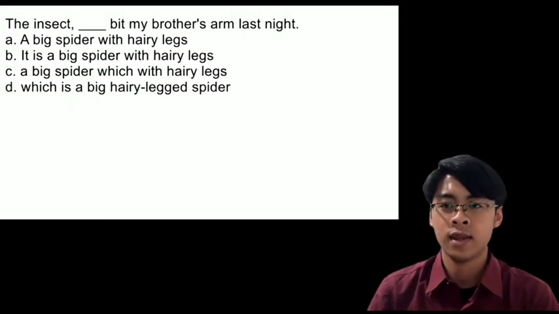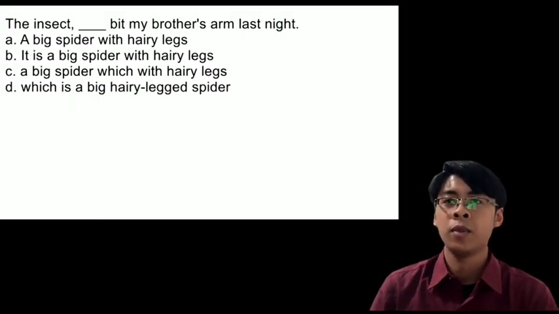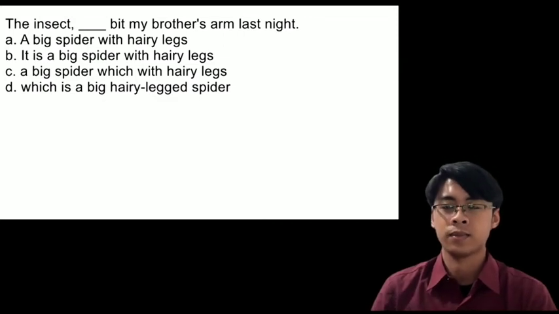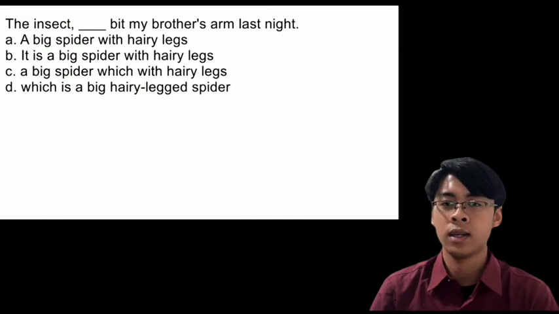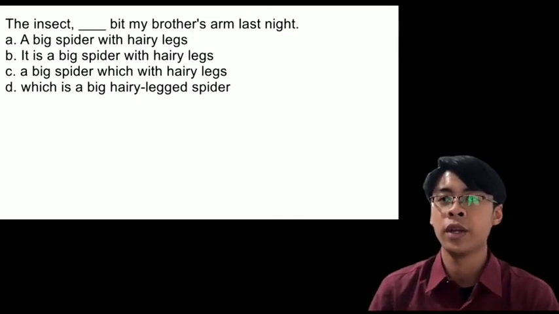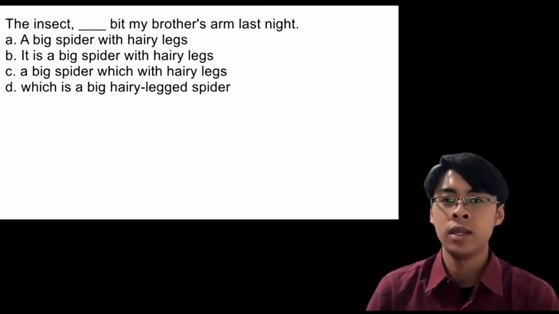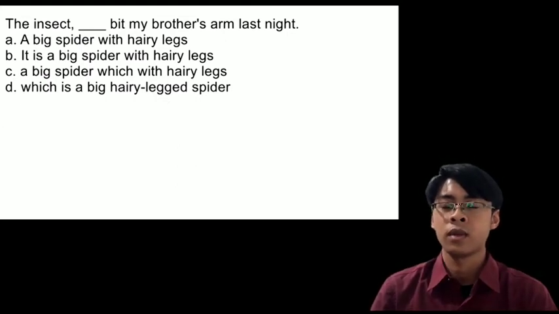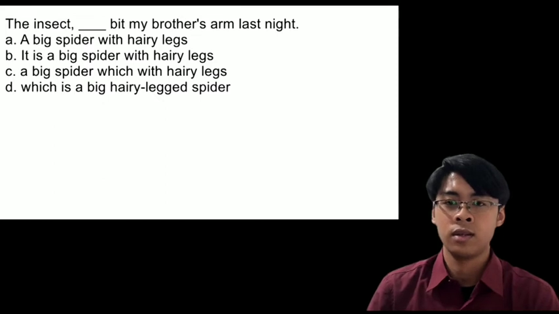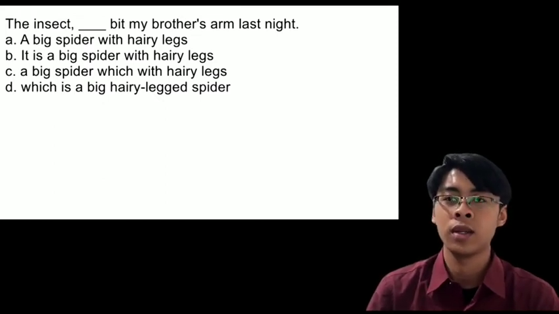Okay, question number 2. The insect blank bit my brother's arm last night. A. A big spider with hairy legs. B. It is a big spider with hairy legs. C. A big spider with hairy legs. D. Which is a big hairy-legged spider. If we look at the question, the part of the sentence we need is an appositive.